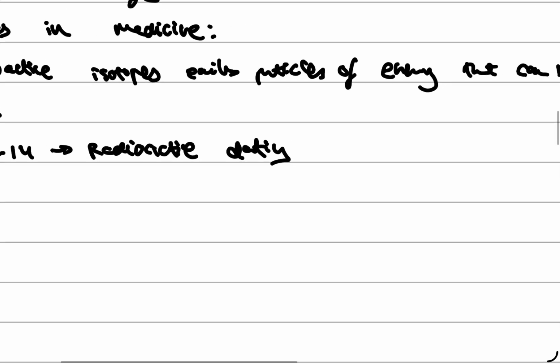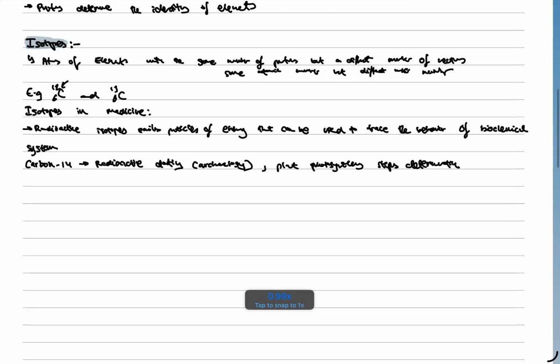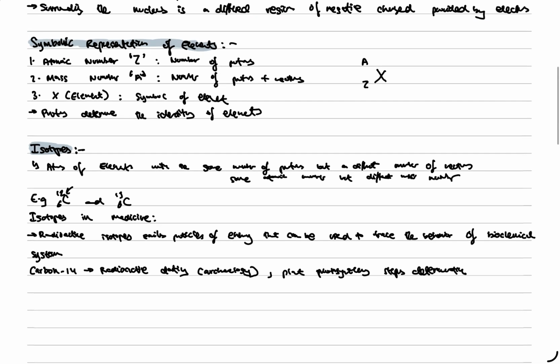And this is really important in archaeology. It helps us basically determine how far back a certain fossil or organisms were. And another thing which is quite useful is plant photosynthesis steps determination. So it's really helpful in those two things. Really crucial thing, especially for radioactive carbon dating. It was a huge thing for archaeology and even for biology, really.